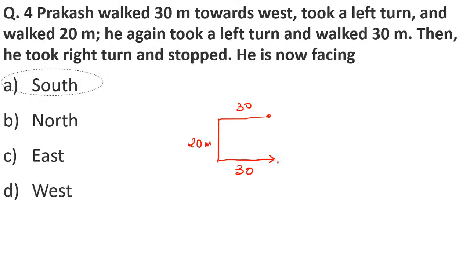So now he is facing this side, but he has not walked, he has taken a right turn. So if a person is standing with face this side, when he will take right turn, he will be standing here. So his position will be downwards. So now he is facing which direction? He is facing south direction. That is why A is the right answer. Okay.